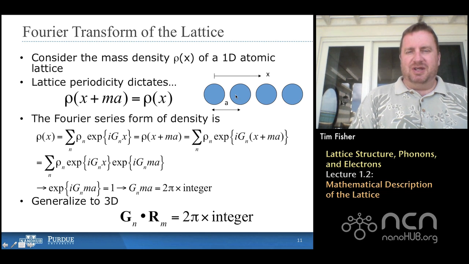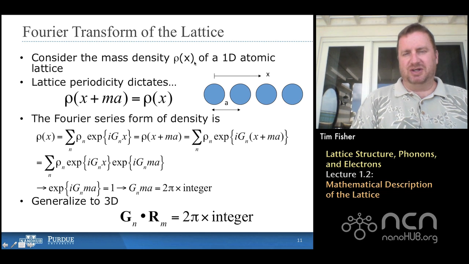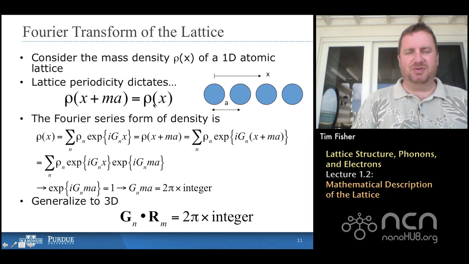What's going to happen is this density function, rho as a function of x, will actually repeat itself. Every distance a, that's the lattice constant in this case, also the interatomic spacing, the density is going to look like it did one distance a ago, or like it did at position x, no matter what x is.